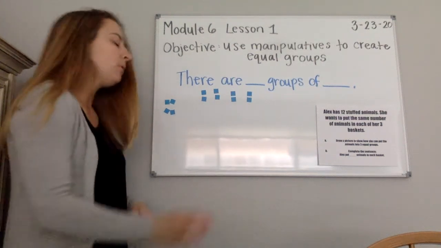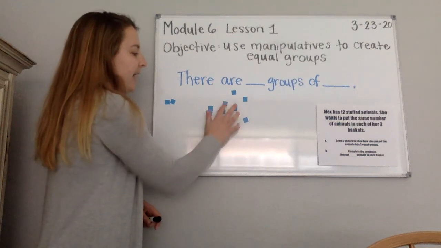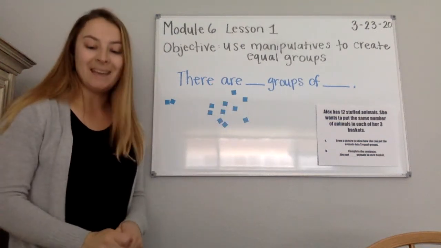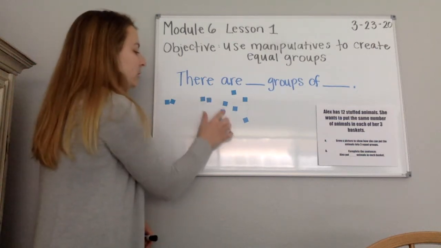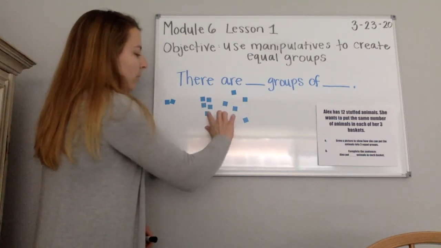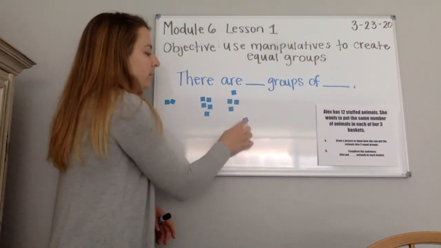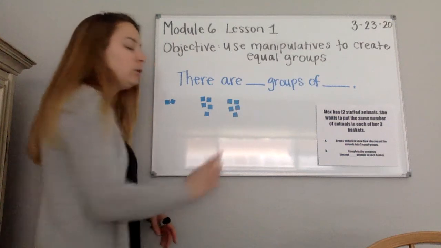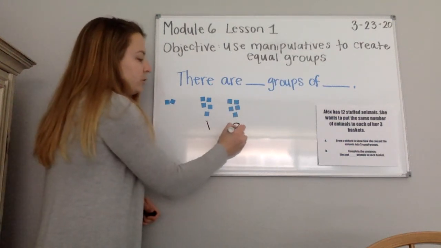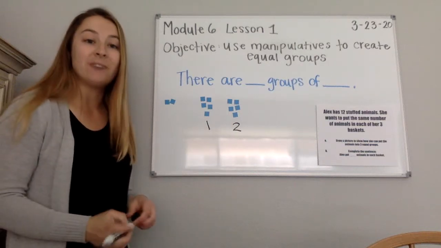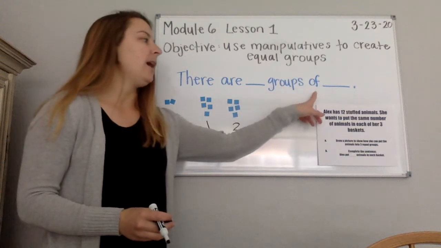My third example, I'm going to add 2 more, and I'm going to have a total of 10. And using my 10 counters, I'm going to create groups of 5. I'm going to put 5 counters in a group together. Once I've gotten to 5, I have to create a new group. I can only have 5 in a group. I've used all 10 of my counters. They're all gone. I have 1 group and 2 groups, and each group has 5 in it. So my sentence would be, there are 2 groups of 5.